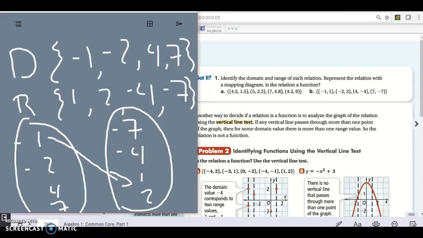Oops. 4 goes to negative 4. And 7 goes to negative 7. So each domain goes to exactly one range value. So this one is a function. And I hope that this helps.